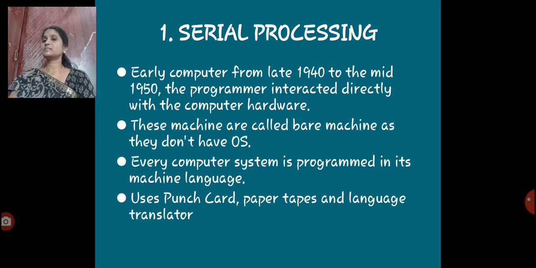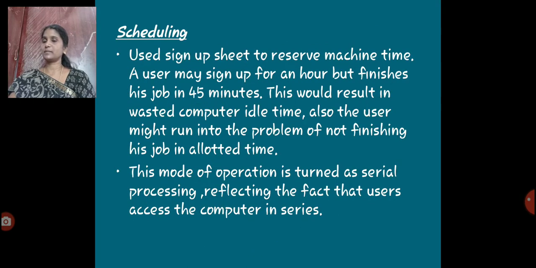Every computer system is programmed in its own machine language. When the user submits a job, he used to submit the job using a secondary storage device called punch card tapes. With the help of the language translator, he got the submitted program translated and got it done by the computer.